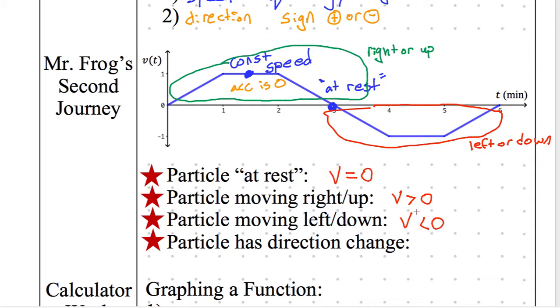What about direction change? We didn't analyze that on our graph, but it does happen somewhere on here with Mr. Frog's second journey. Can anyone either define the definition or maybe find where it happens on this graph? Where does he change position? Does he change position right there? Maybe right there? Right there? Velocity sign change. It is a velocity sign change. V sign change.